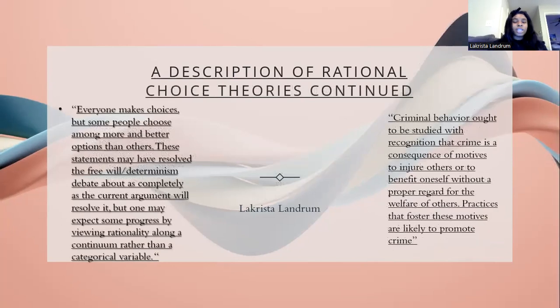On the second slide, we'll continue with the description of rational choice theories, and this will go into the evaluation aspect of it that we talked about in the previous slides. This quote is straight out of the book. It says, "Everyone makes choices, but some people choose among more and better options than others. These statements may have resolved the free will determinism debate as completely as the current argument will resolve it. But one may expect some progress by viewing rationality along a continuum rather than a categorical variable."